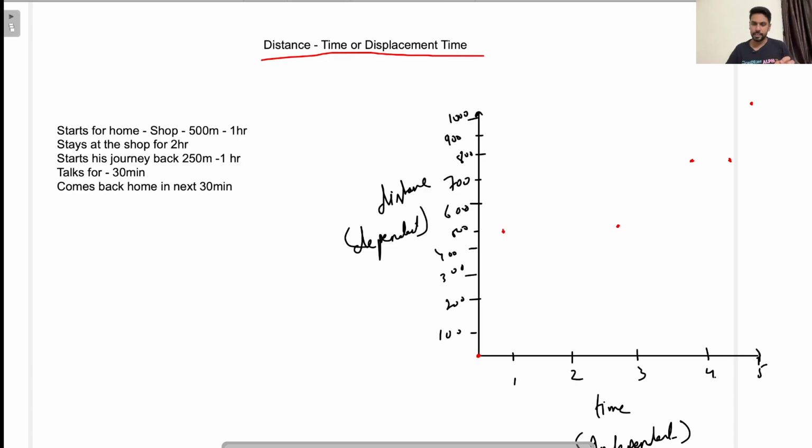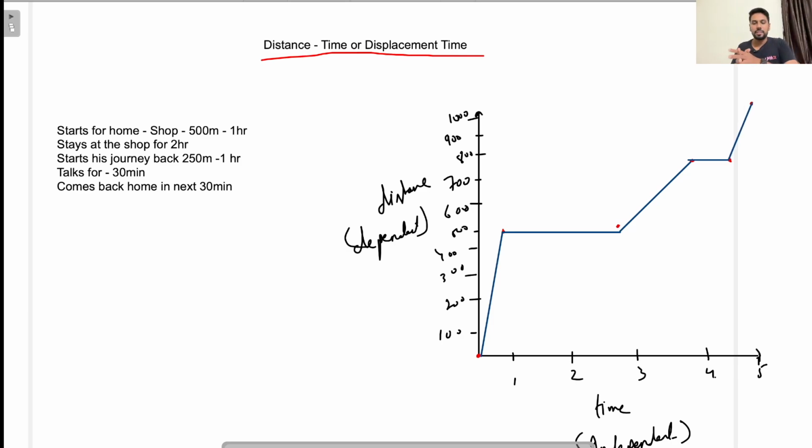I got my data points here. Now what will I do? I just join the lines. Look here, line number 1, line number 2. This should be exactly the same here. Line number 3, line number 4, line number 5.